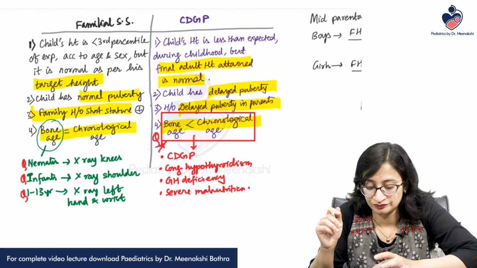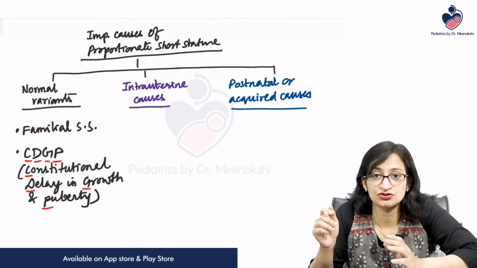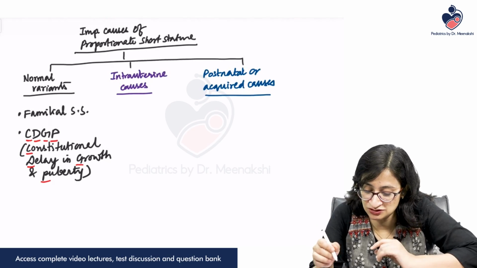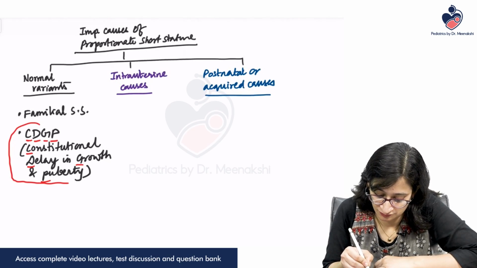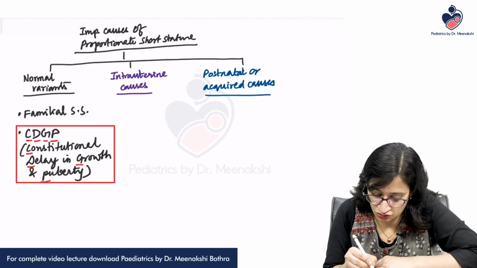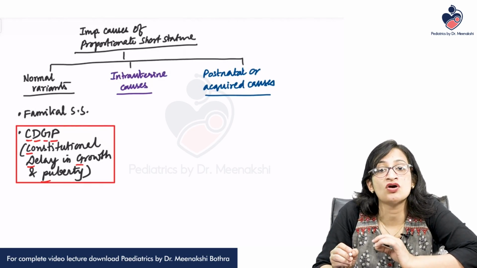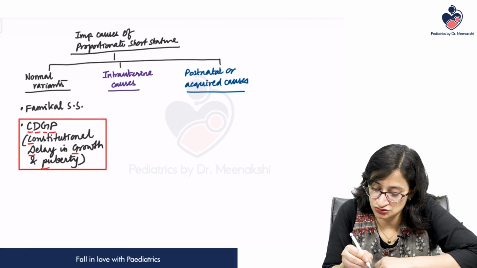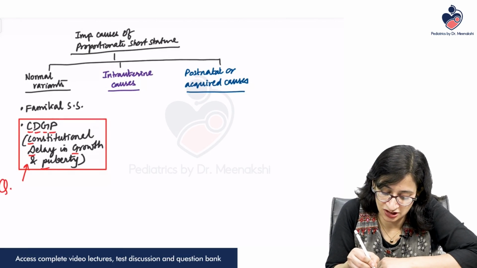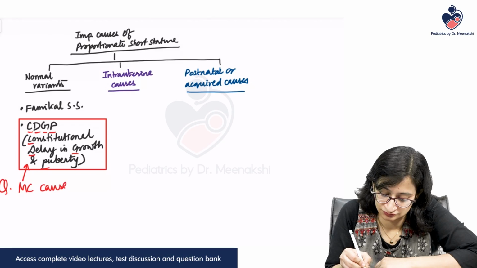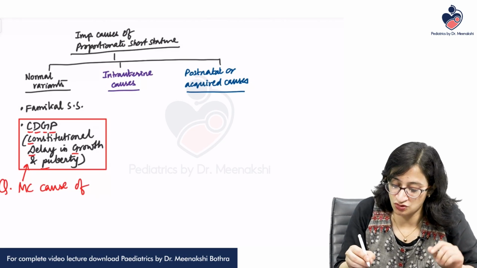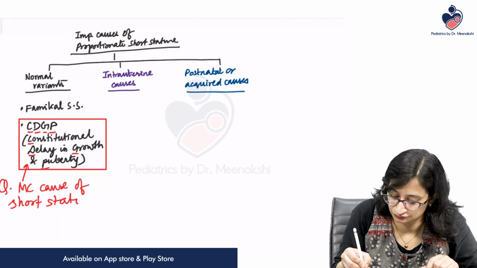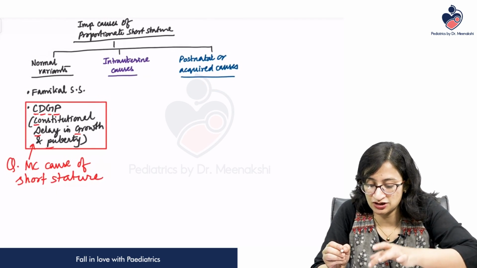Now coming back to our list of important causes of proportionate short stature. But before that, let us mention one more thing: this CDGP is the most common cause of short stature during childhood. So the CDGP is the most common cause of short stature during childhood.